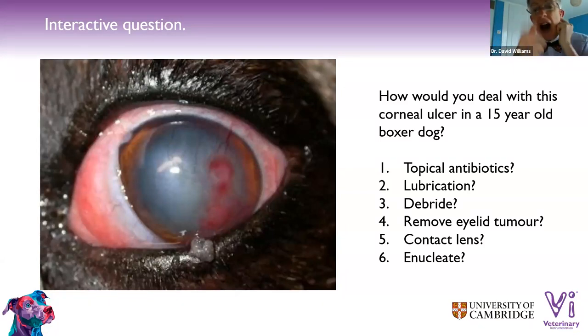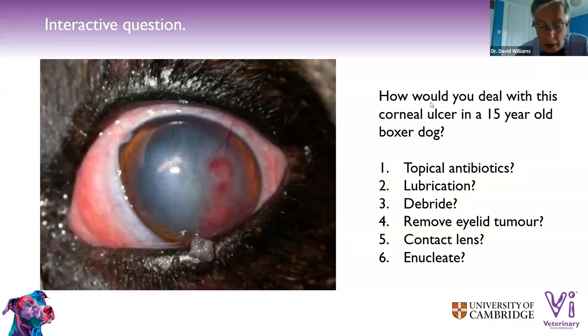But here, I think what I did for this dog was just give it lubrication and some meloxicam. The one thing we didn't do, of course, was put on pain relief. We could have another whole seminar on pain relief in the eyes. So I think in a way, you're all right to a degree there. That's the glory of veterinary medicine. It's not just what the textbook says. Each individual case you have to deal with on its own. So well done, I think you've done well on that one.